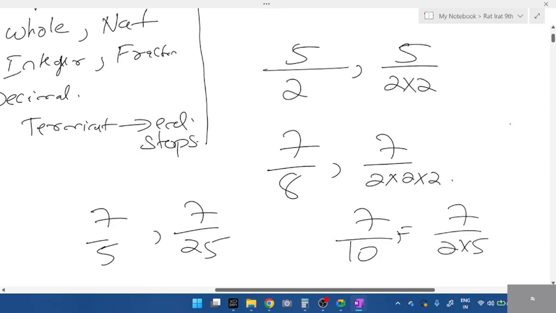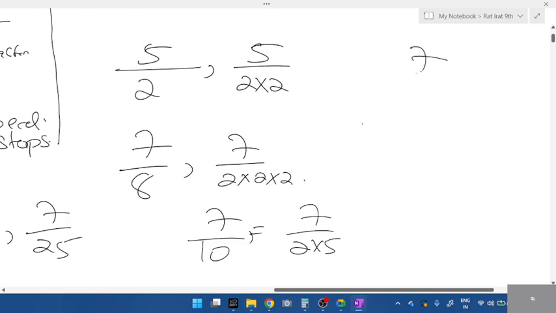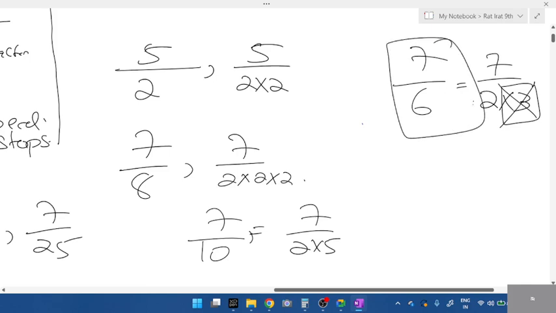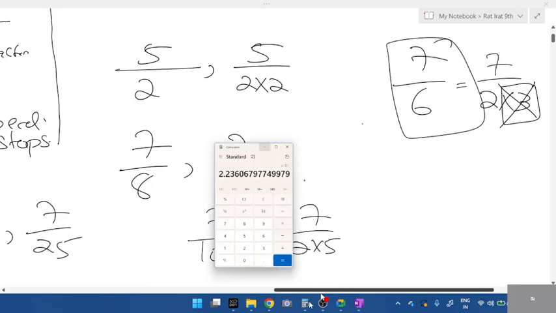Yeah, 5 into 2 and 2 into 5. Apart from this, if I write 6, terminating or non-terminating, how do you factorize 6? 2 into 3. There is 3 given. If 3 is given, what kind of number is this? 7 by 6 is non-terminating. It is definitely a periodic number.